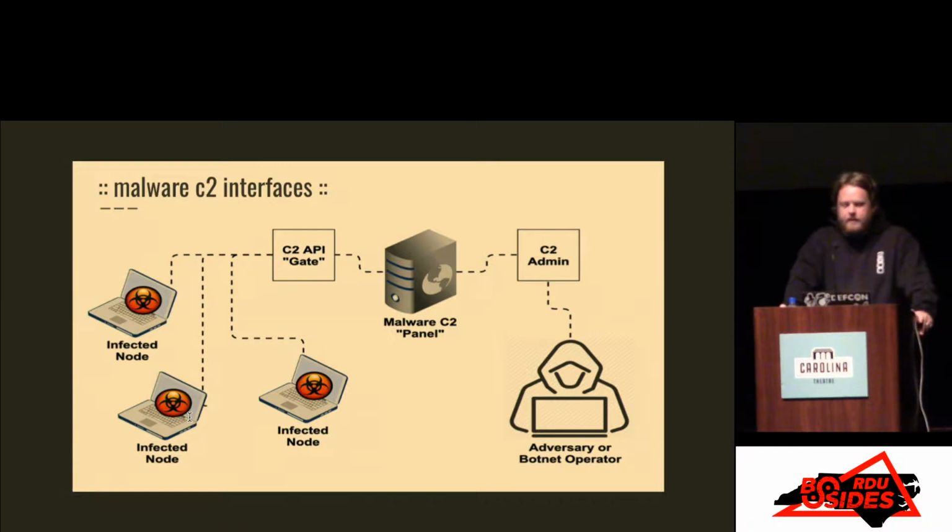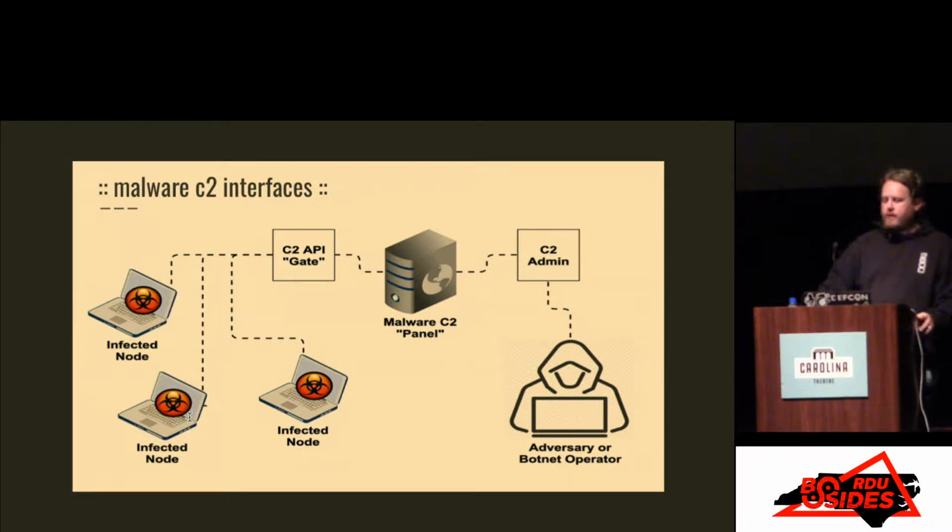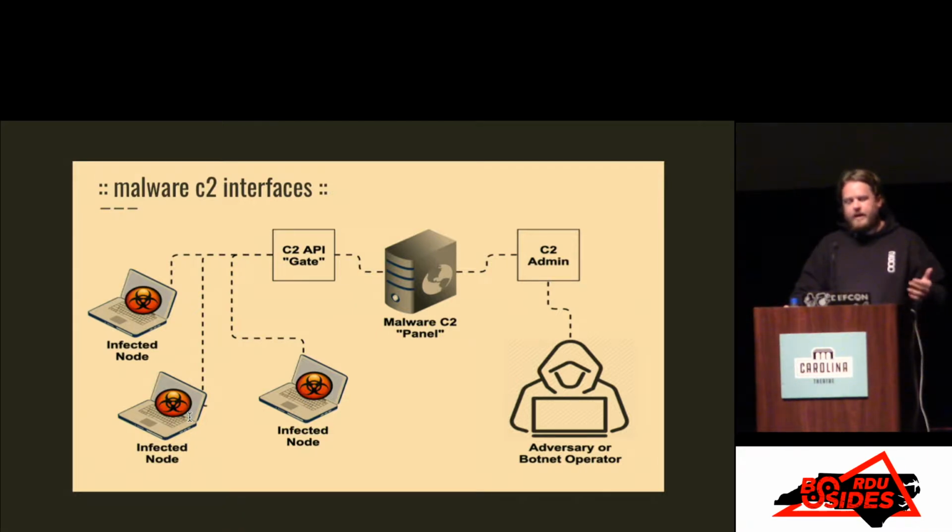All of the infected nodes communicate. You can think of it as an API with the malware C2. This is commonly referred to as the gate. So all the infected nodes might check in or exfiltrate data from those infected machines and send that to the C2. The other interface allows the adversary to log in. It's usually a nice GUI, web front end where they're able to log in, see all of the infected machines under their control, and issue commands or download exfiltrated information from those infected nodes.